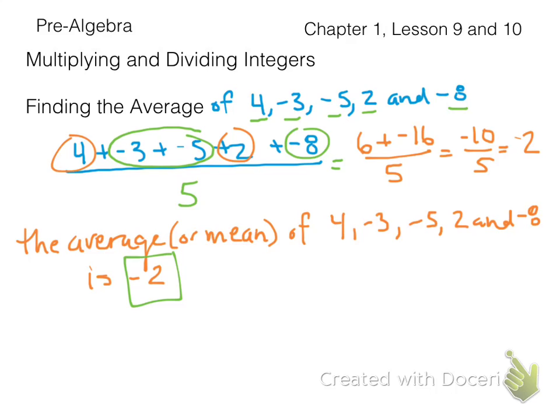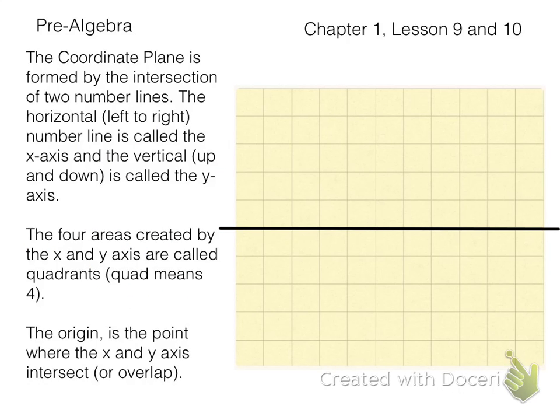Alright, 2 more slides left. This is lesson 10, and it has to do with the coordinate plane. A coordinate plane is formed by the intersection of 2 number lines. The horizontal axis is the black line right there, and we have the vertical axis, which is right there. Normally we put arrows on them because we say they go on forever.